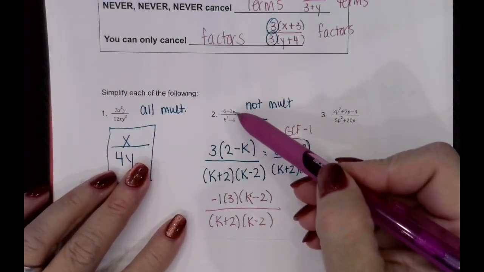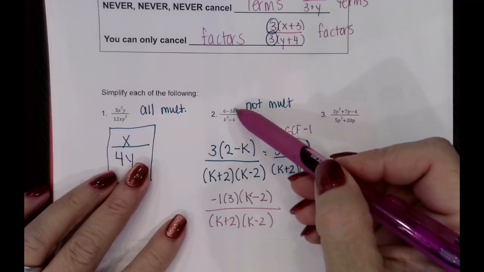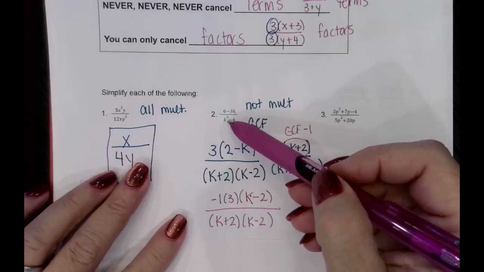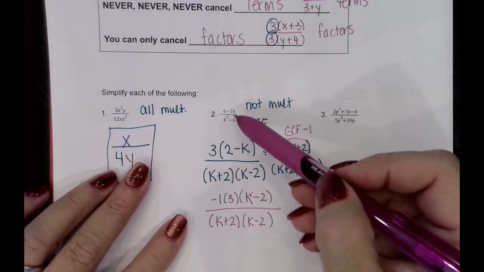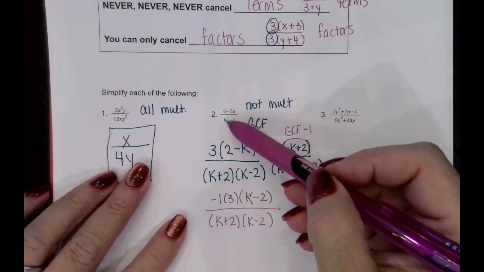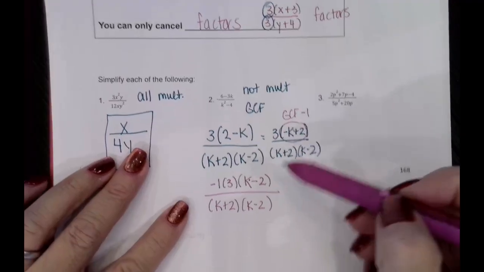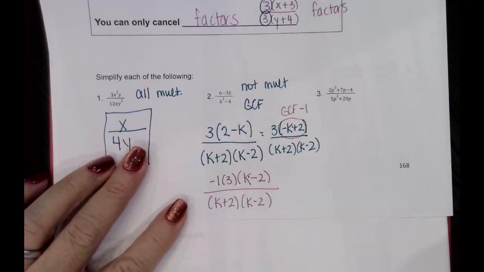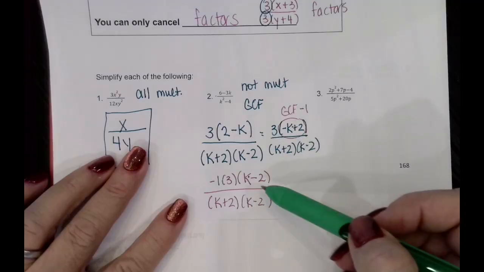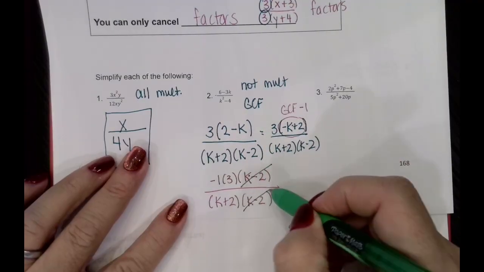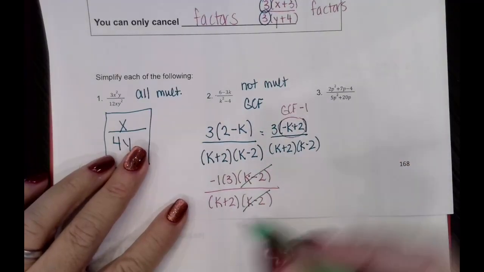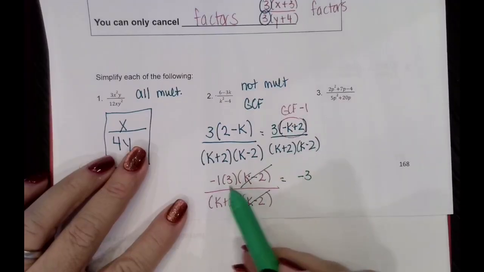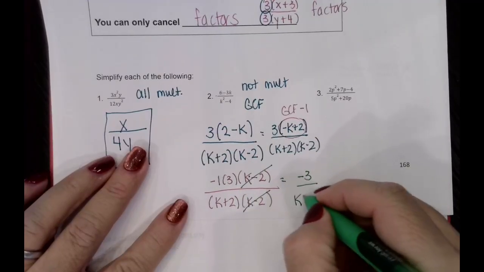So we went from two expressions that are all terms. Nothing's multiplied together, so I can't cancel anything. I can't cancel this k with this k. That doesn't work. And now it's all multiplied on the top and all multiplied on the bottom. And what we did is we factored out this negative 1 so that this factor is the same as this factor, and it cancels. So my final answer here is negative 3, because I have negative 1 times 3 over k plus 2.